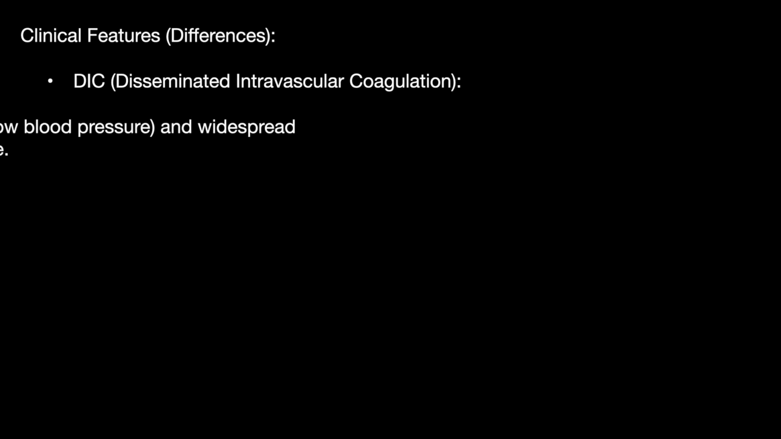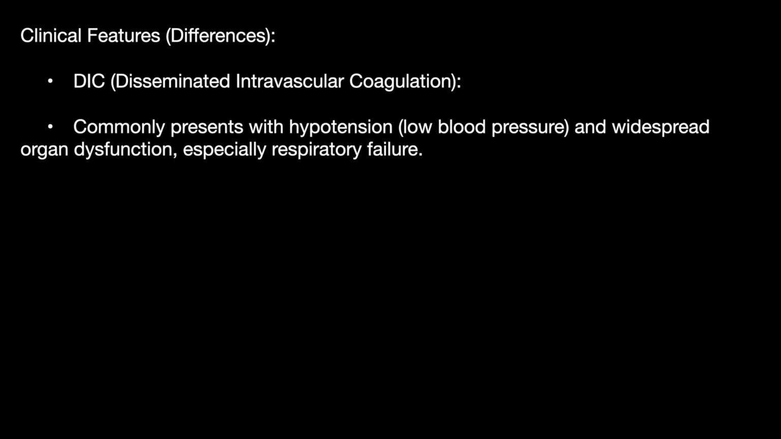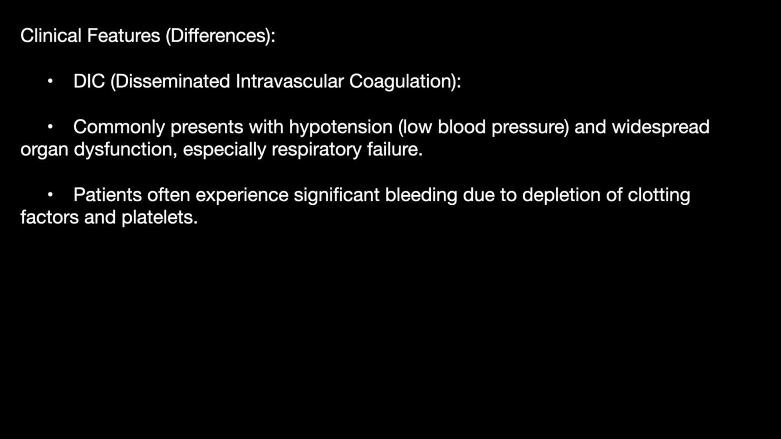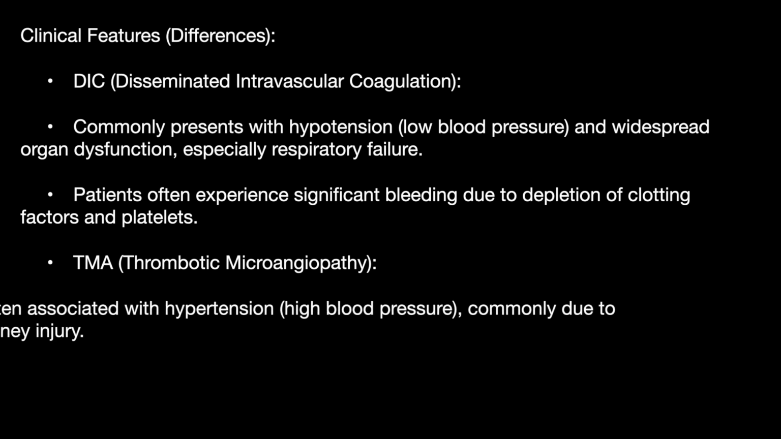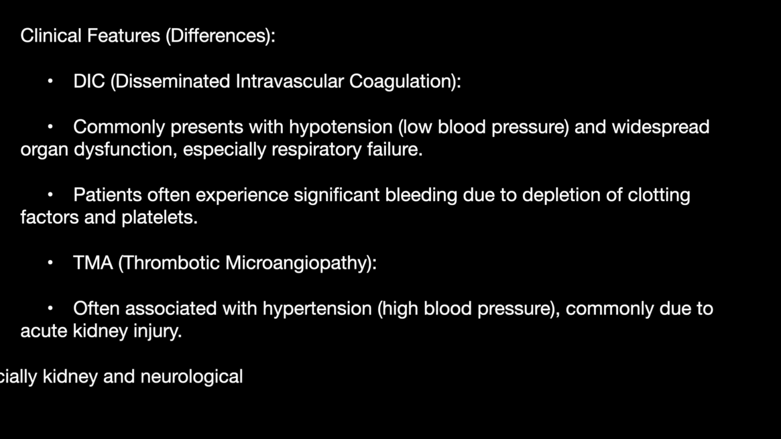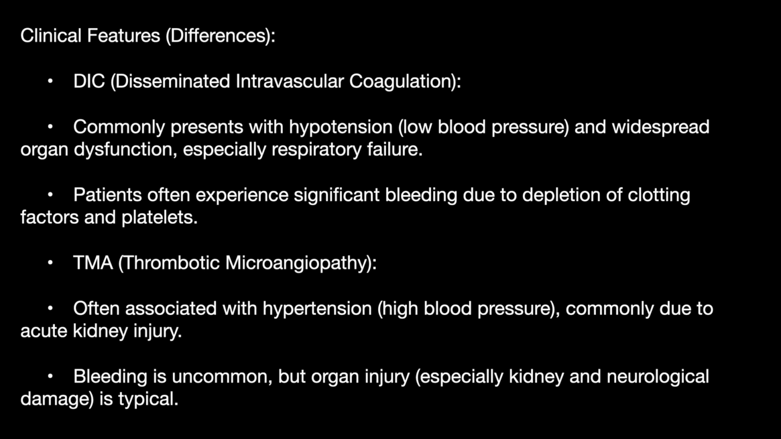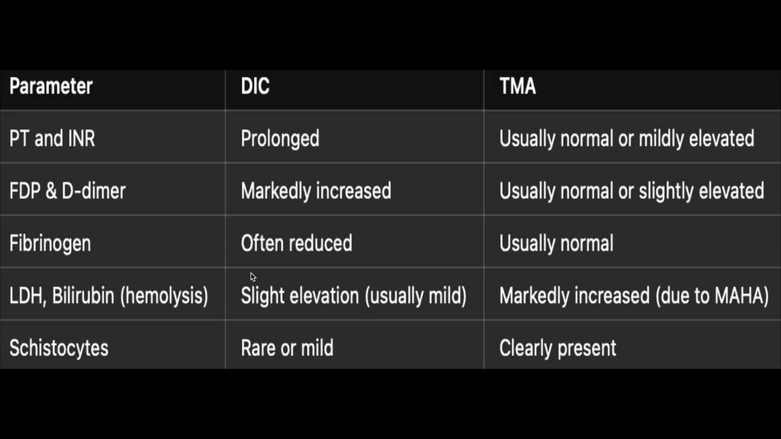The clinical feature difference: DIC commonly presents with hypotension, organ failure, respiratory distress, and significant bleeding due to depletion of clotting factors. While in TMA, you will have hypertension, commonly acute renal injury, bleeding is uncommon, and organ failure is more common. So this is a table summarizing that INR and the coagulation parameters are prolonged in DIC, FDP and D-dimer are markedly elevated in DIC, fibrinogen is often reduced, and LDH and bilirubin will be markedly increased in TMA due to the MAHA. Schistocytes are again most present with TMA.